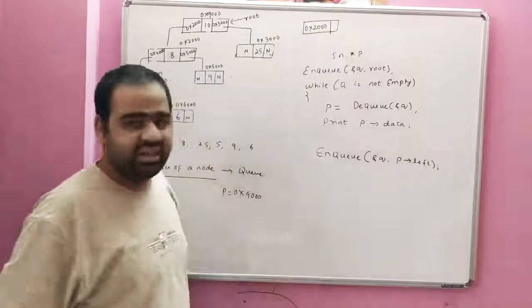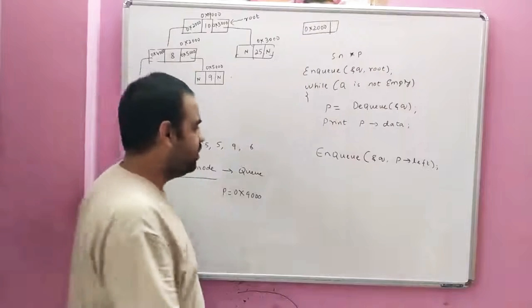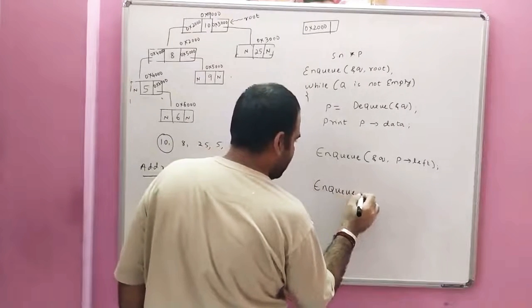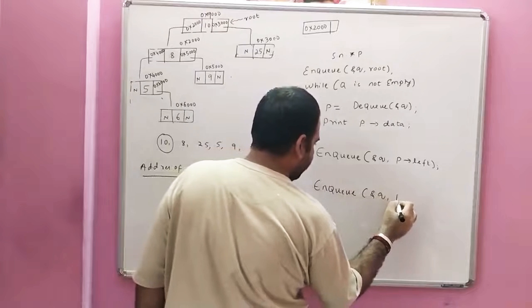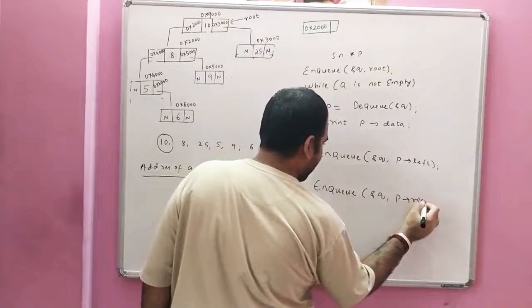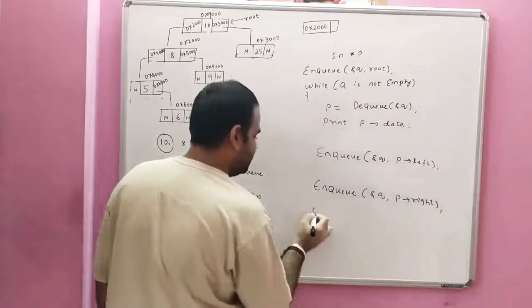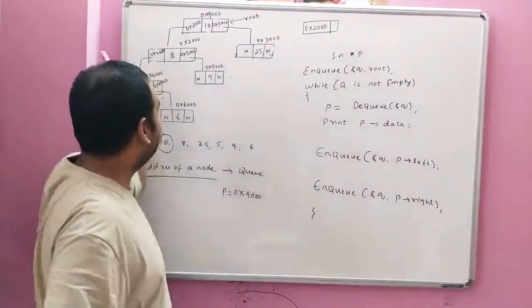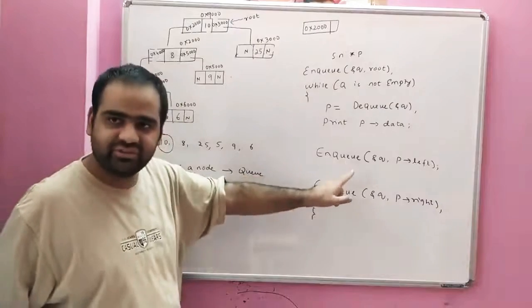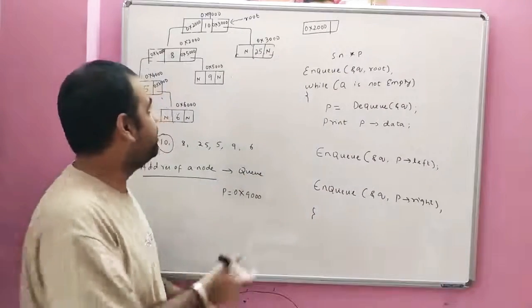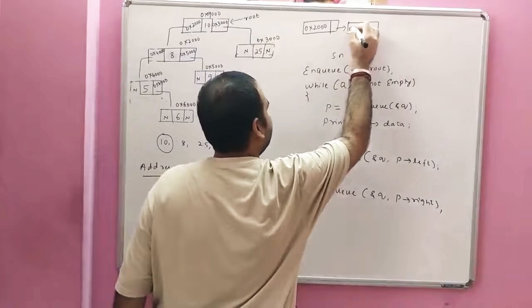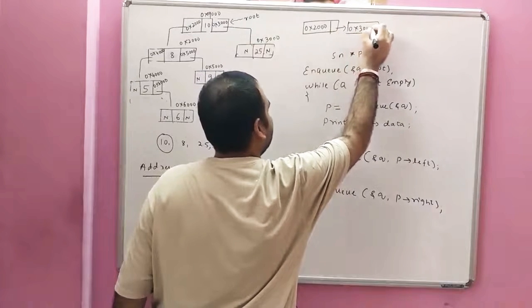Right. The next thing is you take the right child of it. Now, how do you get the right child? You say enqueue &q, p arrow right. Now, why do we enqueue the left child first and then the right child? Because we need to go from left to right. We are traversing from left to right. Therefore, first the left child, then the right child. Now, what is the right child? It is 3000, and 3000 will be added to the rear end of the linked queue.